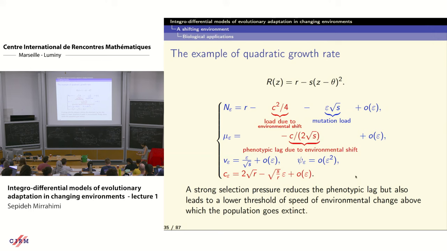When epsilon is smaller, it means that if the environment changes, the environment change is more critical for the population to survive. If the threshold is decreasing, it means that the population will adapt to the environment with more difficulty. So we see that this selection pressure has two opposite effects. It can reduce the phenotypic lag, but at the same time, it can decrease the critical speed of survival. Okay? So this is the type of information that at the end is interesting to discuss with biologists.